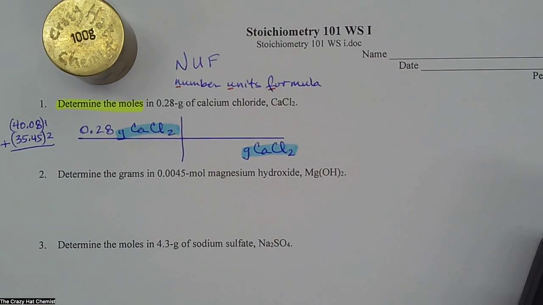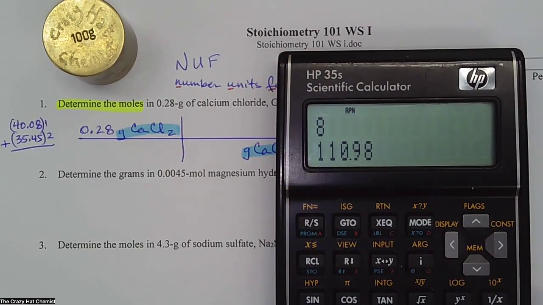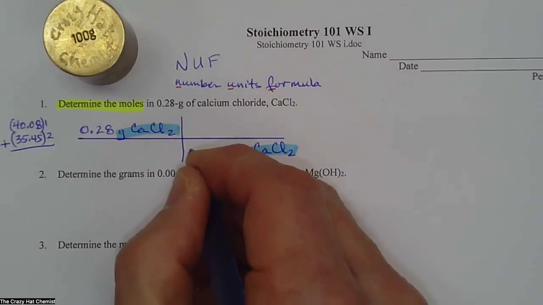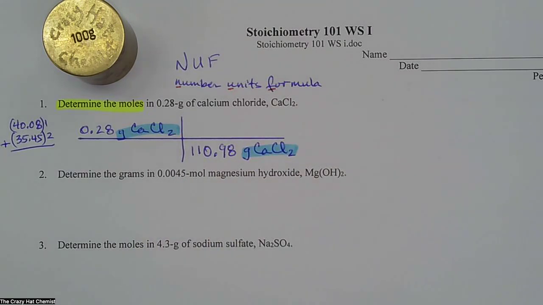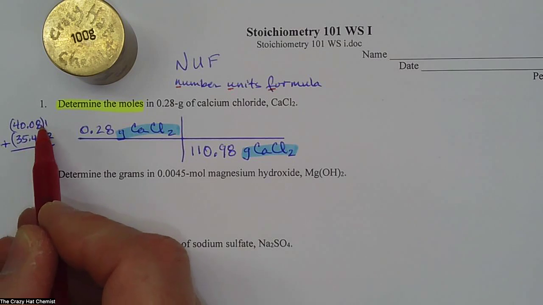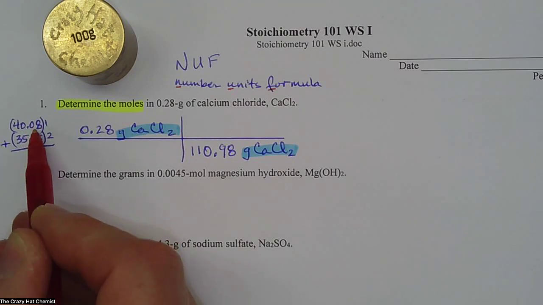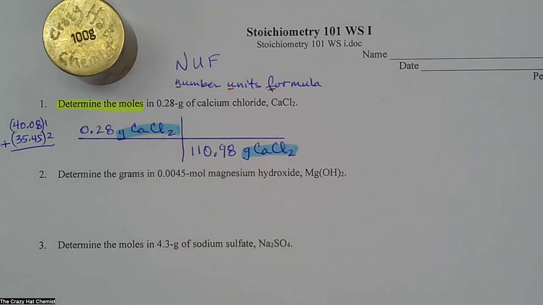So I'm going to do this in my calculator off to the side. I got 40.08 times 1, and then I have 35.45 times 2. And I am going to get this number, 110.98. So the molar mass is 110.98. I'm going to round this number to the fewest number of decimal places that are originally of these two elements on the periodic table. There's 2 decimal places in calcium, 2 decimal places in chlorine, so this answer will have 2 decimal places.